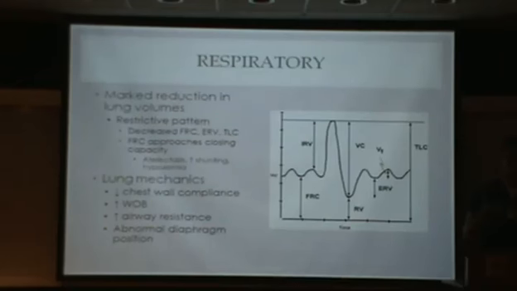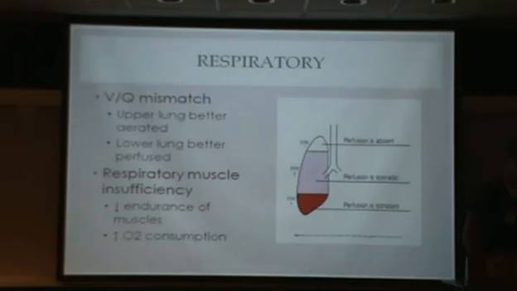Imagine trying to breathe with weights on your chest. Obviously would make it much harder to breathe: decreased chest wall compliance, increased work of breathing, and then due to the weight on the abdomen, raising the diaphragm into the thorax, they have even more restrictive lung volumes. They have an increased VQ mismatch. Upper lungs have better aeration and lower lungs have better perfusion. And then they develop more respiratory muscle insufficiency, working harder to breathe, consuming more oxygen, and their respiratory muscles fatigue at a more rapid rate.